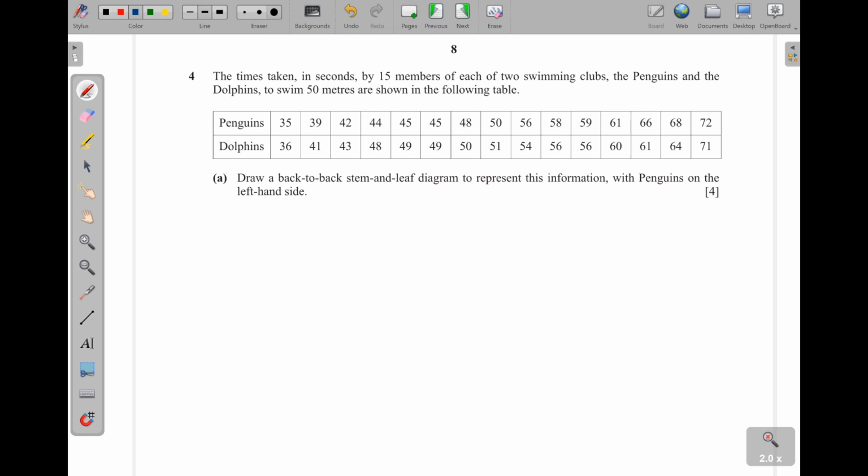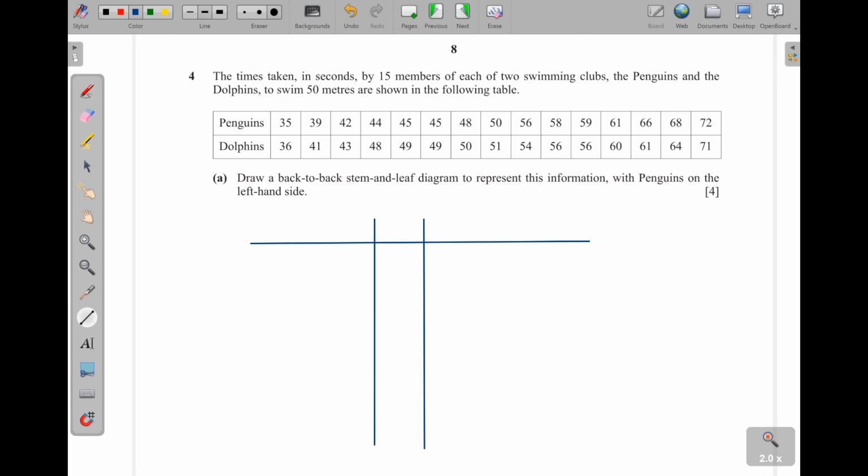Now, let's draw our stem and leaf. So I'm going to have dolphins on the right. So I can write here dolphins, and then penguins. Like that. So we can see that numbers are starting from 30s, like that. Then we have 40s, we have 50s, we have 60s, and then 70s. So meaning we are going to write a 3 here, then a 4, a 5, a 6, then a 7.